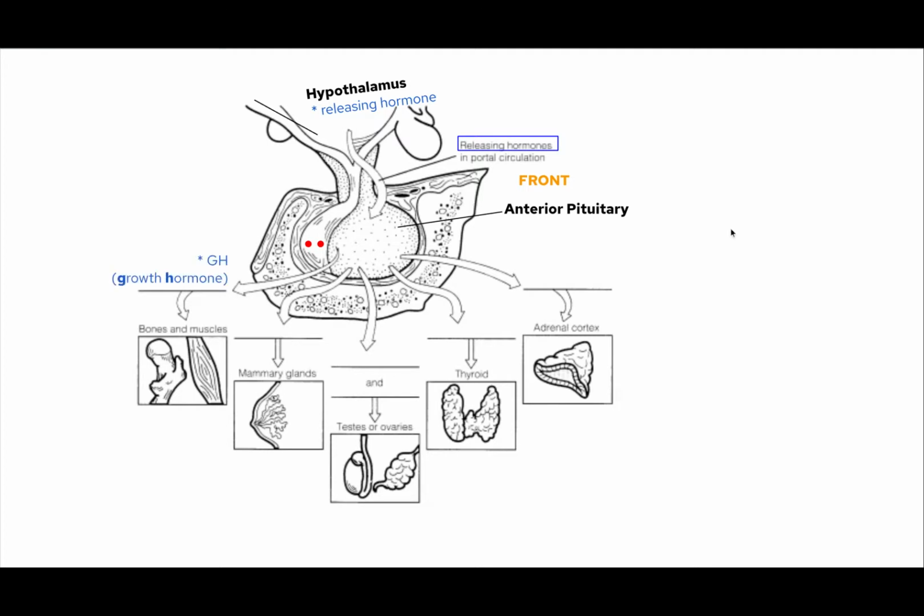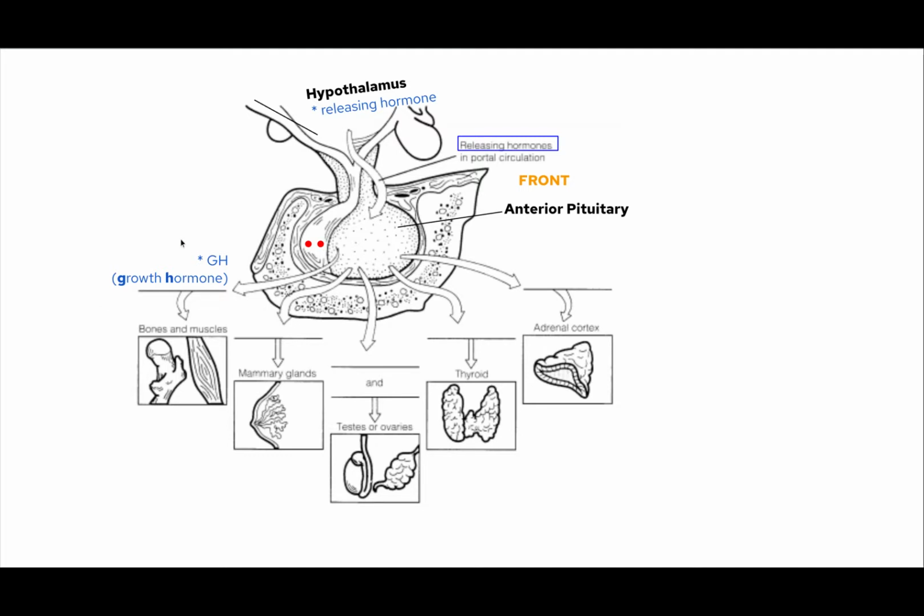All right, so we're going to go through each of the different hormones that the anterior pituitary releases once stimulated by the hypothalamus. Now, because this is a master gland, it tends to be a tropic cascade, meaning it's going to stimulate other glands to release their hormones. So the hypothalamus tells the anterior pituitary to release this, which affects other body parts. You can see we're going to talk about our bones and muscles, the mammary glands, testes and ovaries, the thyroid, and your adrenal gland.